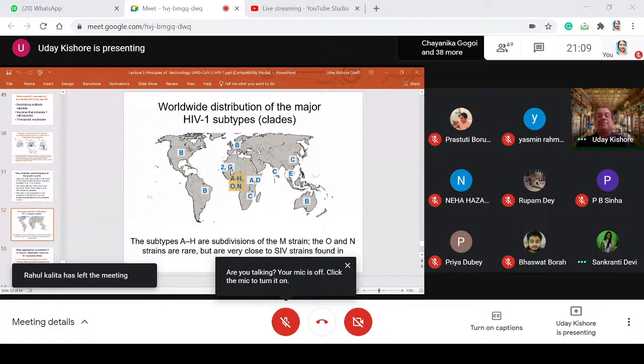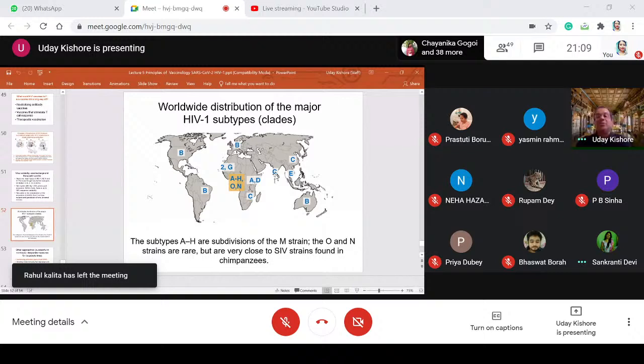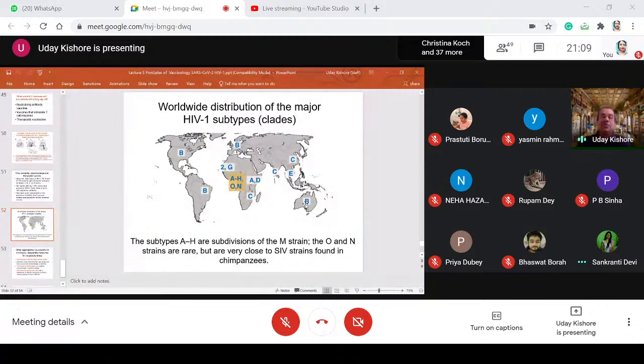If you come to India, it is C. If you go to Australia, it is B. So these are the strains with clades which are rampant in these parts of the world. So you can't have a universal vaccine against HIV-1, because the vaccine which is going to work in North America and South America is unlikely to work in India, right? Because there is so much variability of clades and sequence, they are not able to neutralize.